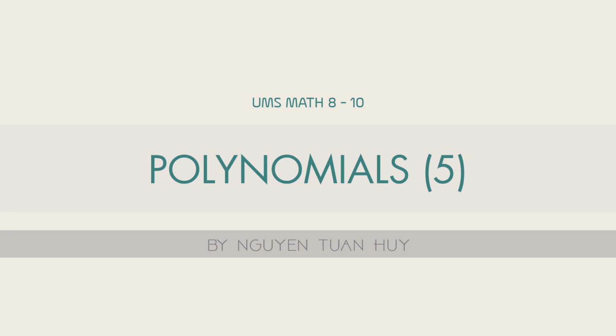Today, we continue with the fifth lesson in the topic of polynomials, in which we will learn how to divide complicated polynomials, as well as how to apply Horner's method to quickly calculate the quotient of a polynomial divided by a binomial x minus a. Okay, so let's begin our lesson today.